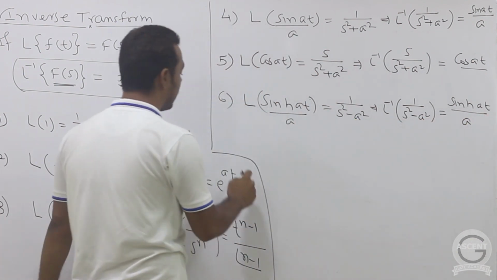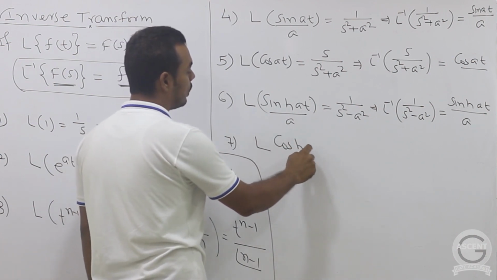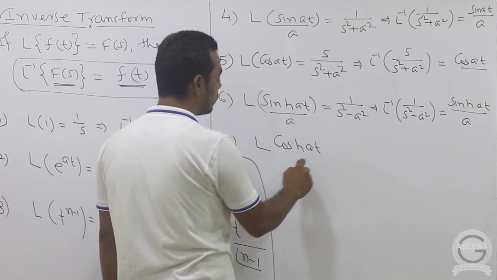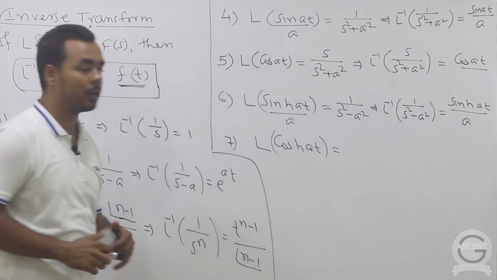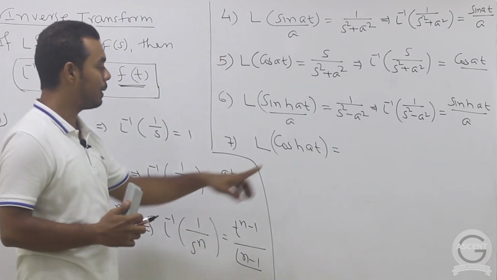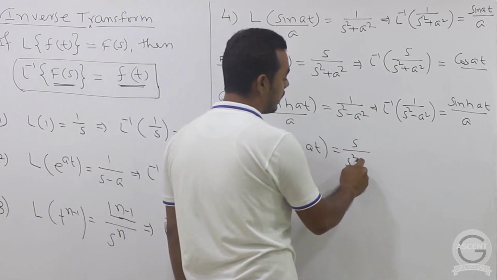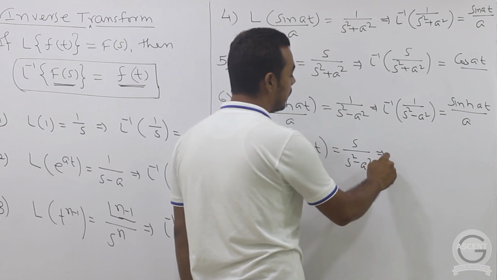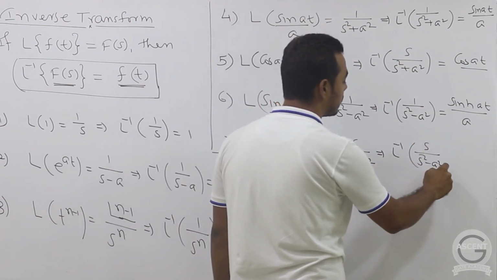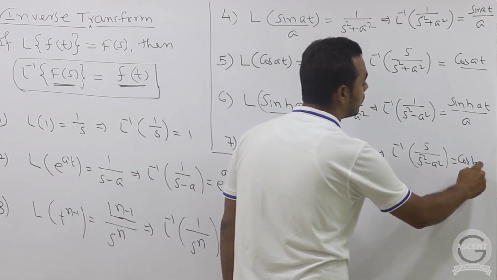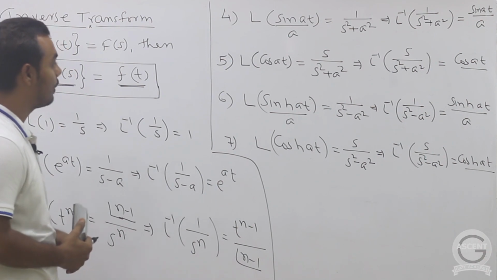And the last formula that you need to remember is for hyperbolic cosine. This formula you don't have to remember separately. Once you know the formula for Laplace transform, then you can easily calculate inverse transform. So Laplace transform of cosh(at) was s/(s^2-a^2). So this means inverse transform of s/(s^2-a^2) will be cosh(at). So these are the total 7 formulas that you have to remember.